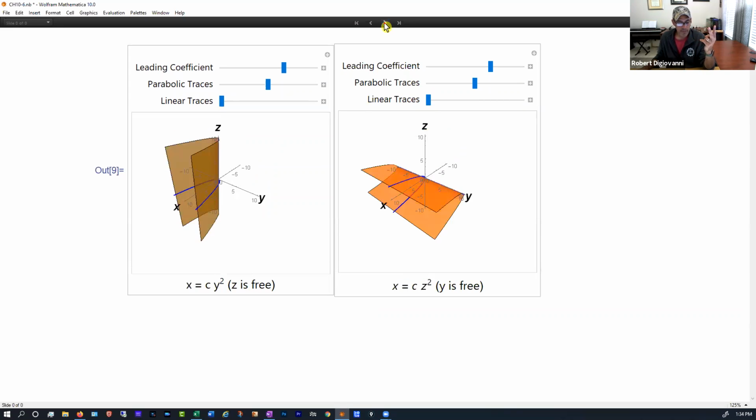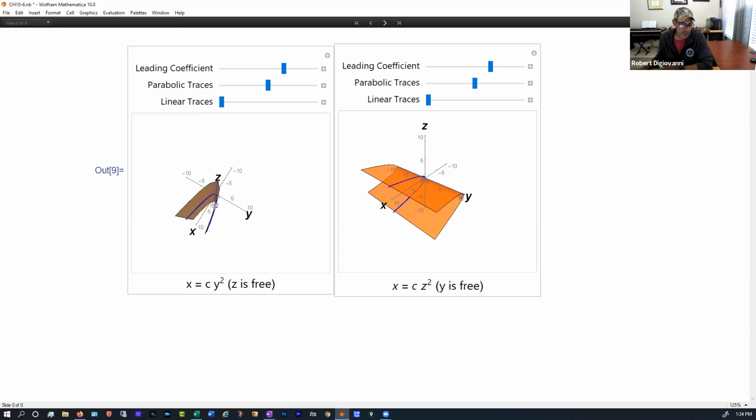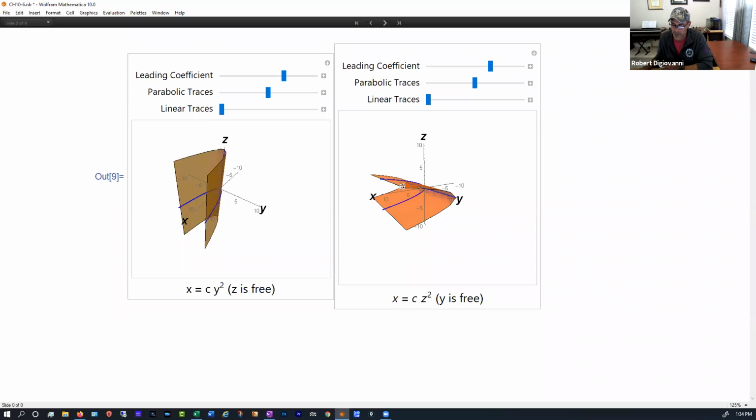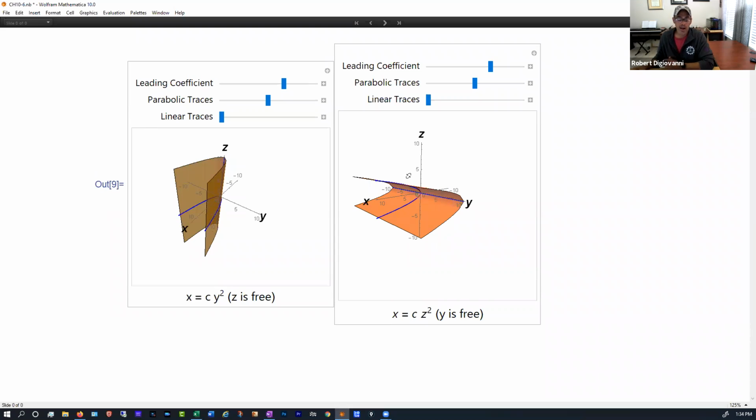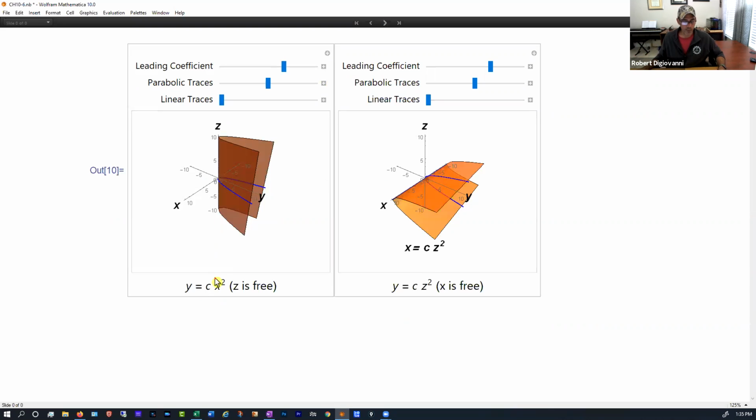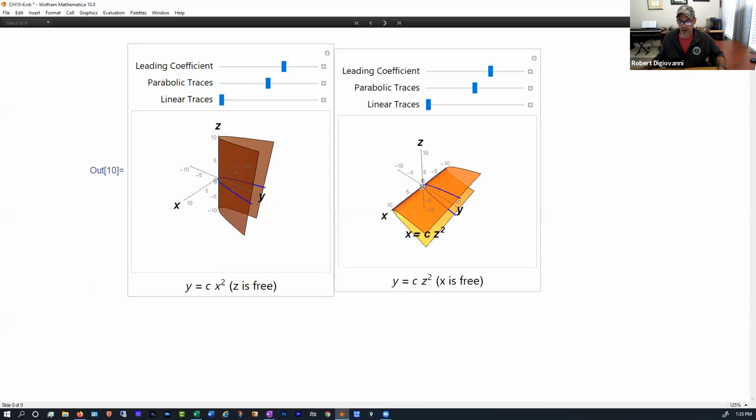So that's two possibilities. We could have X equals some constant times Y squared where Z is free. So now you've got a parabola going up and down the Z axis, but the parabola is actually, it's upside down, I know, but it's in the YX plane. And then here's a different variation. I don't want you to get so fixated on drawing these. I want you to just understand that by looking at the equation, you should have an idea of what it is, and be able to distinguish it from, let's say, a sphere or a traditional cylinder. And we still have two other possibilities here. We could have Y equals X squared or Y equals Z squared. So all these different things can happen.